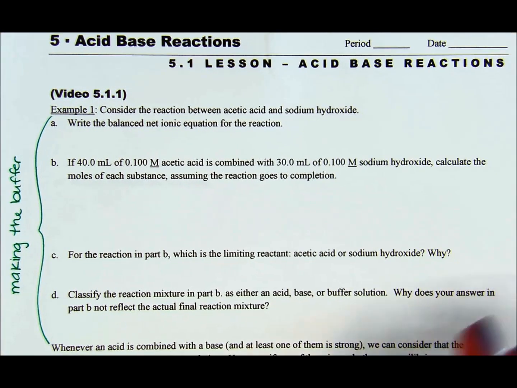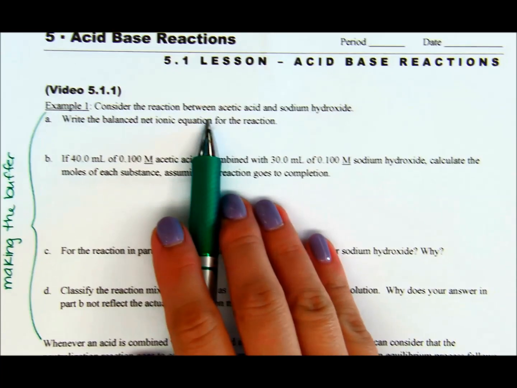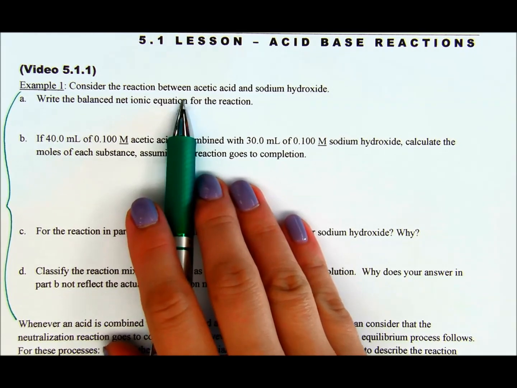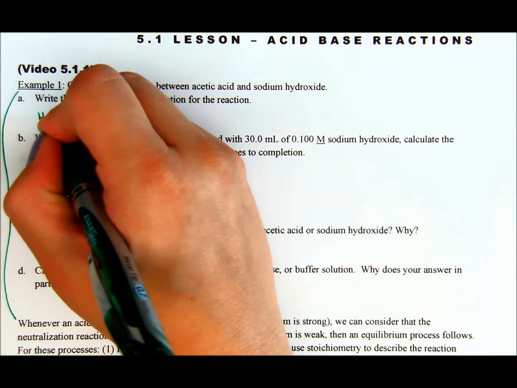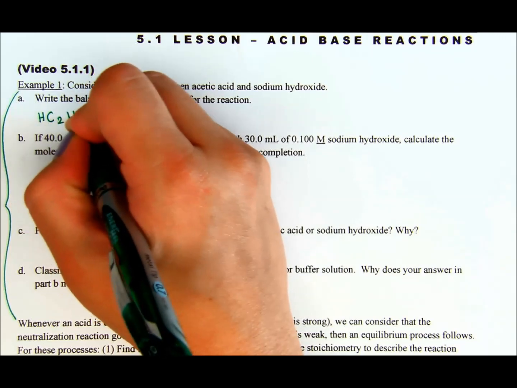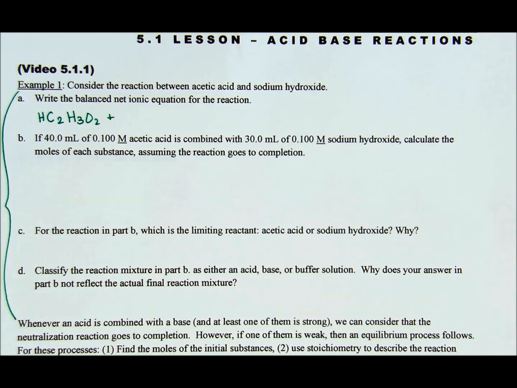Okay, so part A. Consider the reaction between acetic acid and sodium hydroxide. By now, I'm sure we've all memorized acetic acid, which is vinegar. Make sure you memorize that if you haven't yet. But here it is: HC2H3O2 plus sodium hydroxide. This is asking us for a net ionic reaction.